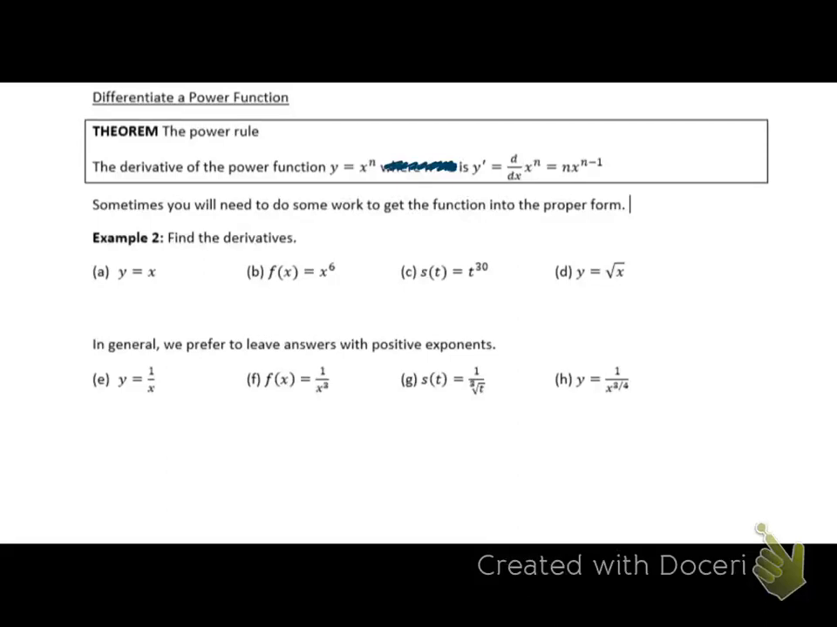This is section 6, derivative rules, example 2. The next rule you're going to learn is the power rule. It's very important that you understand how to do it. It's not very difficult though. Okay, it's actually very, very simple.